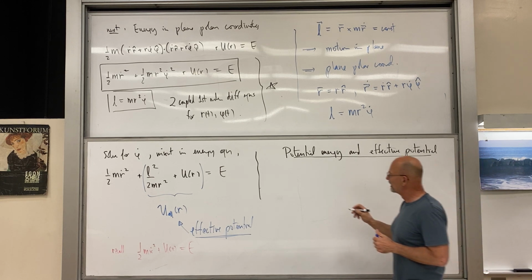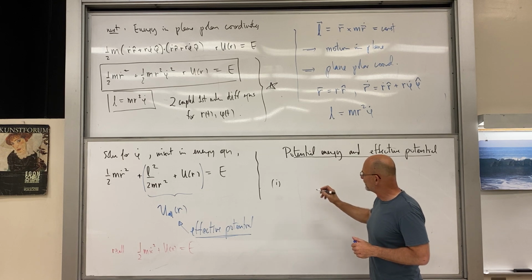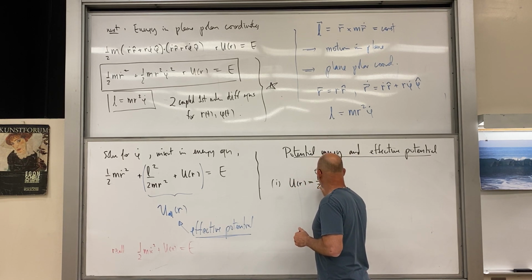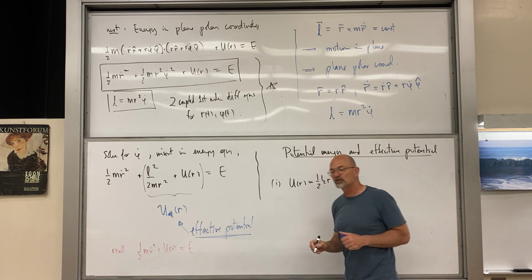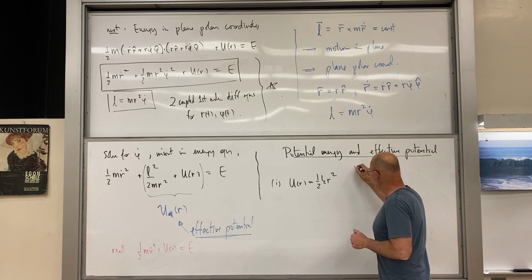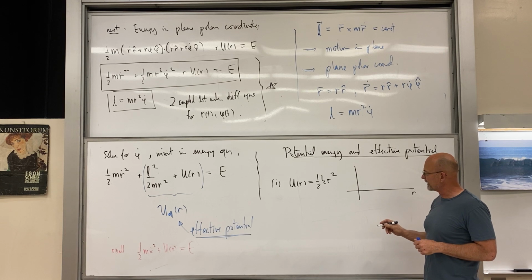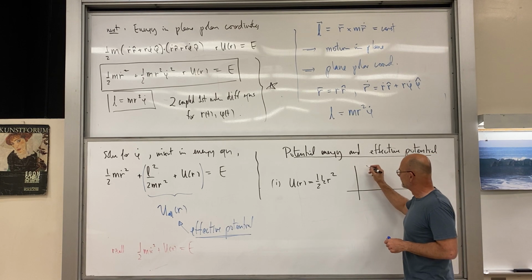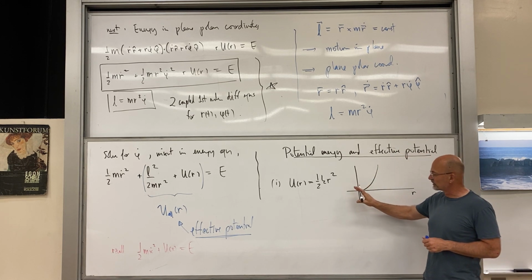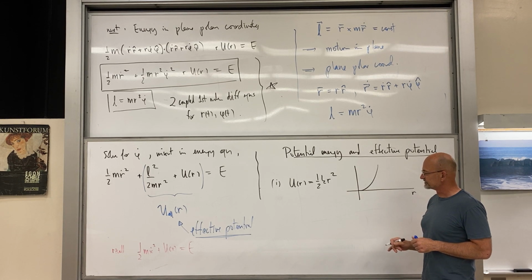So let's do the example that we already know about: U of R is equal to 1/2 K R squared. And what would its graph be? In a, it's just the right-hand side here, right? Because we're restricted to R positive.